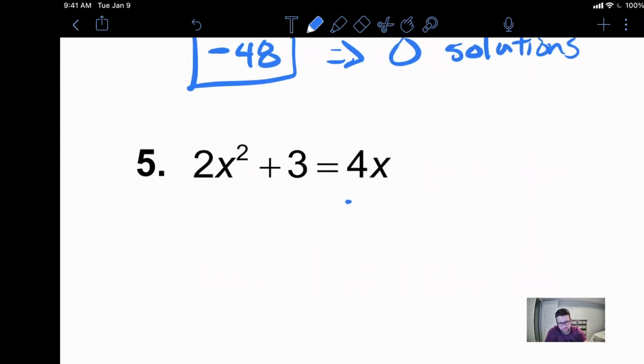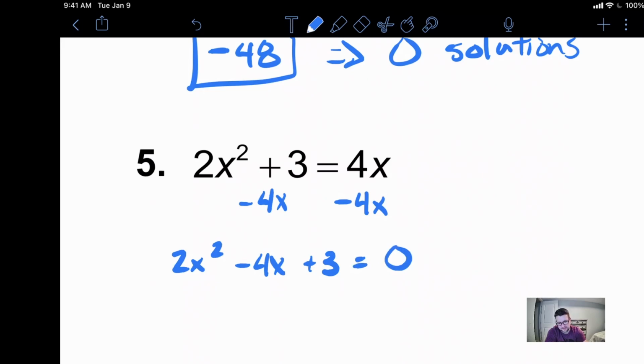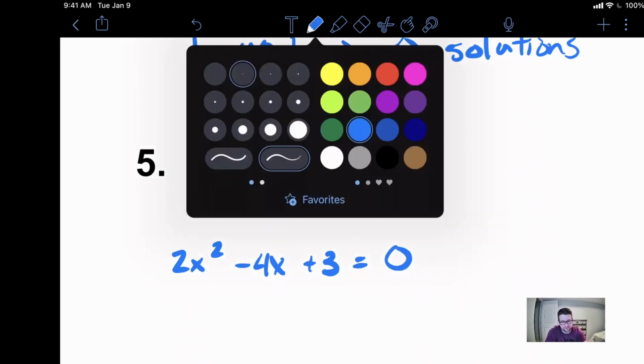So let's move the 4x over to the other side using subtraction. So I'm going to end up with 2x to the second power, and then I'm going to slide that negative 4x in the middle, and then I'll have my plus 3, and then 4x take away 4x is 0 on the other side. Now we are ready to use the discriminant formula.